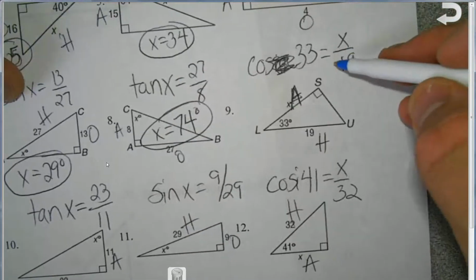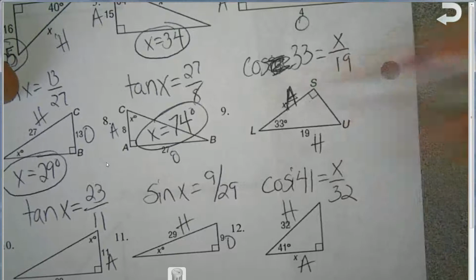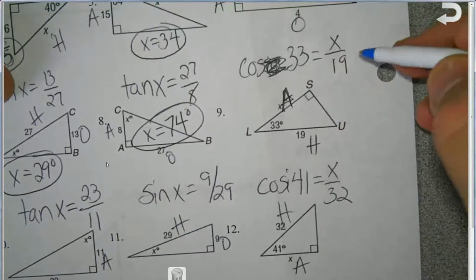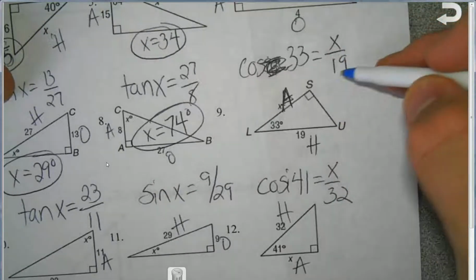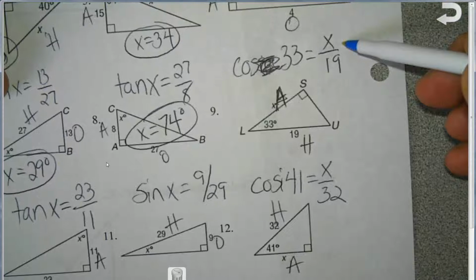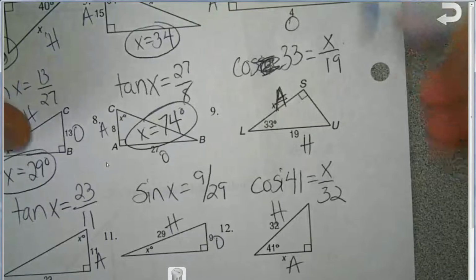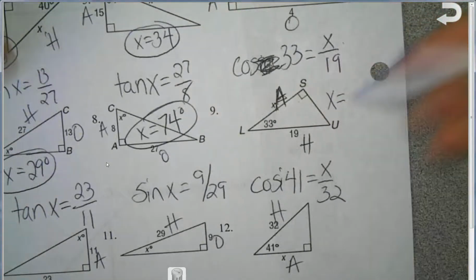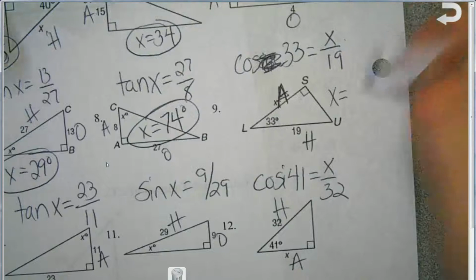Number 9, what are we doing? What are we doing? I heard dividing and multiplying. The x is on the top, so we are multiplying. And so what do we get for x? 16.